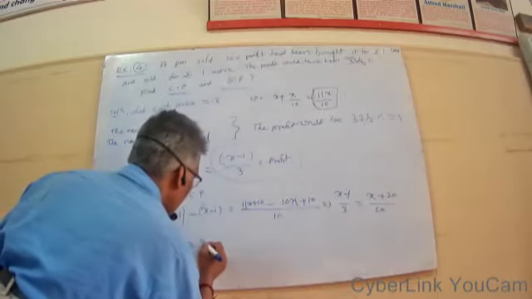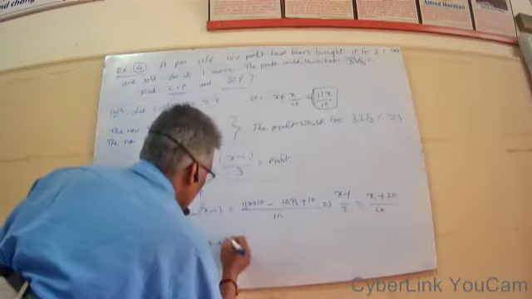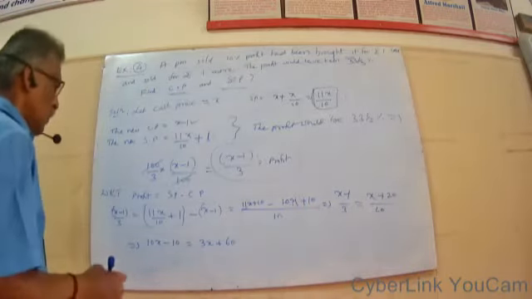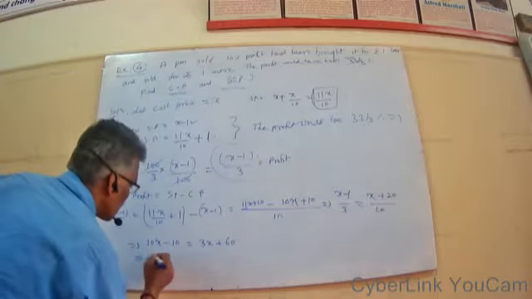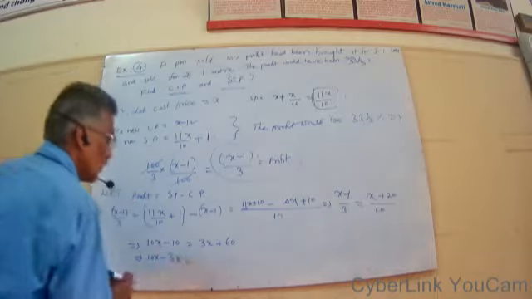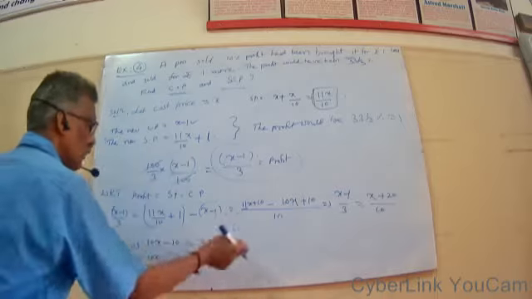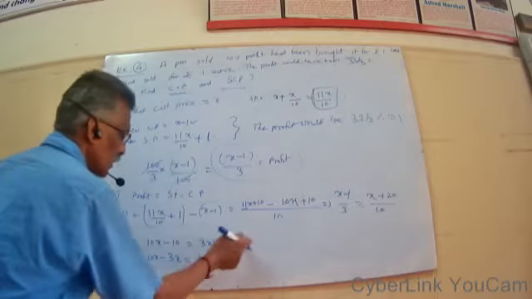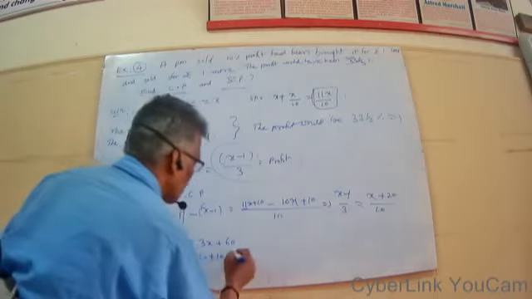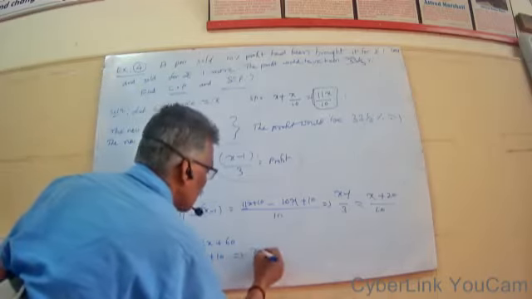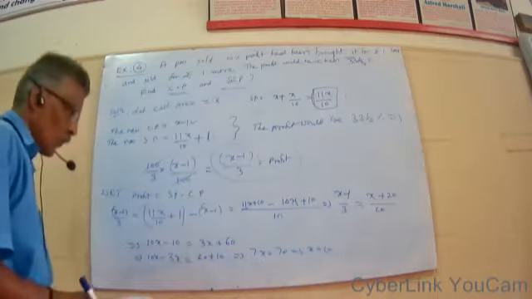3x plus 3 into x, 3x, 3 into 20 is 60. So this implies 10x minus 3x equal to 60 plus 10. So when it brings here, it will bring this 10 here to this side, this becomes positive. So this is 7x equal to 70. This implies 7x equal to 70, or x equal to 10. So x equal to 10.